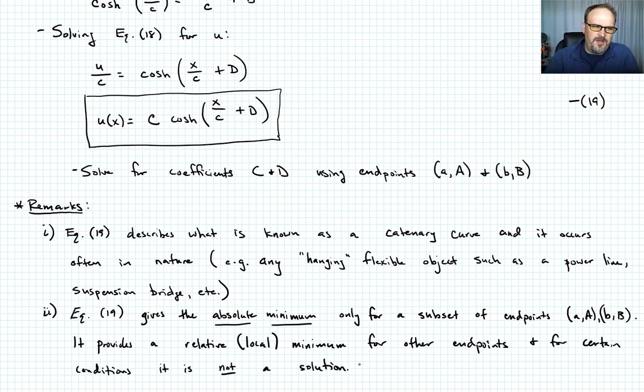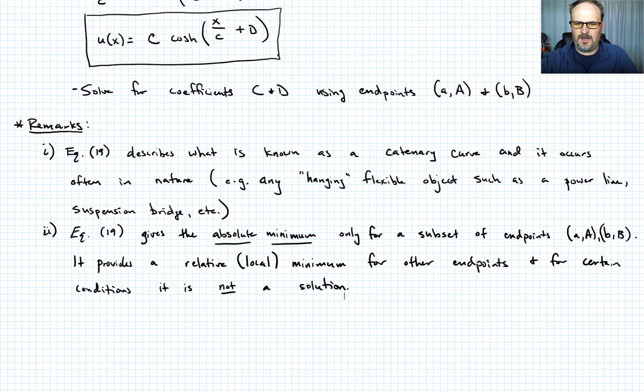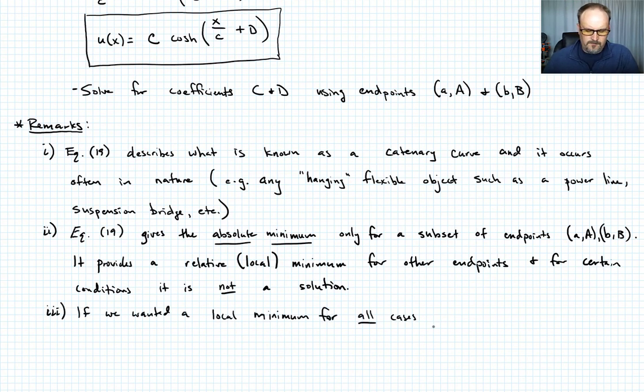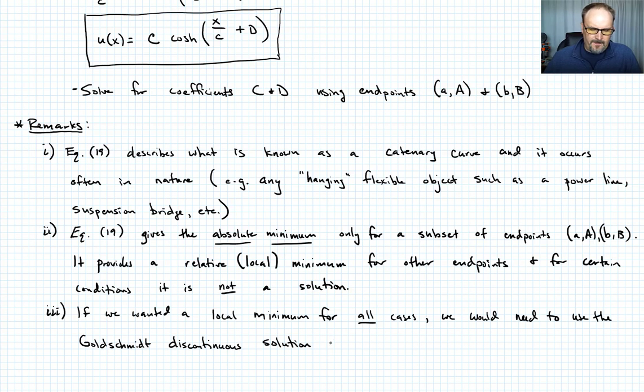We're not going to go into the depth that would be required to break down when it would and wouldn't be appropriate. Mostly, I just wanted to show you how we can arrive at something that's pretty common, that you have seen your whole lives and probably didn't know the kind of shape that it was. We could have done this by minimizing the energy of a hanging chain, and we would have come up with the same kind of solution. One final comment is that if we wanted to get a local minimum for every case, we would need to use what's called the Goldschmidt discontinuous solution. But that's beyond the scope of what we're going to cover in this course.